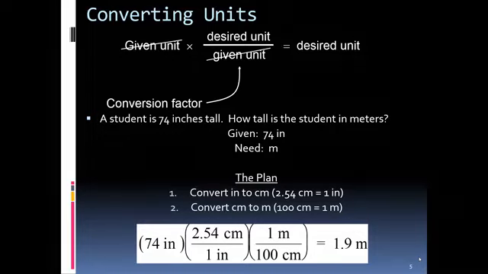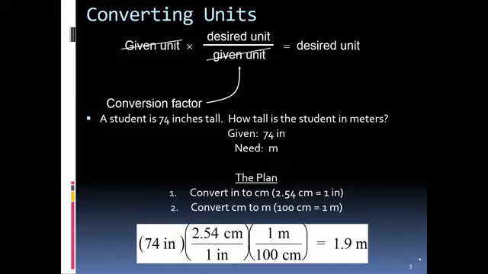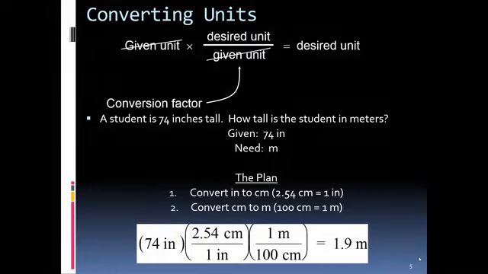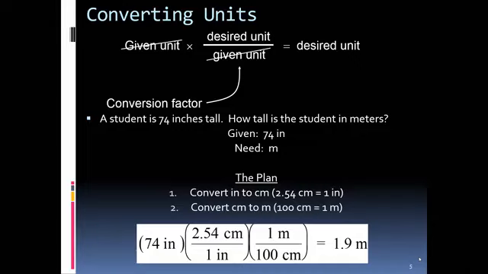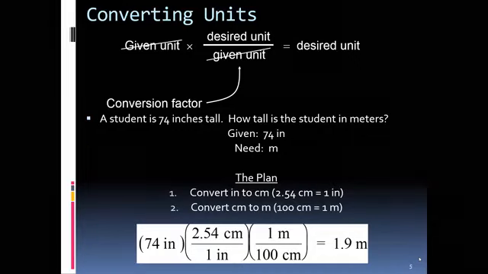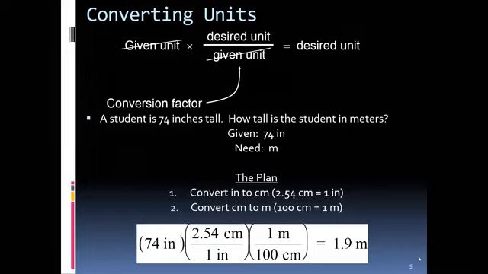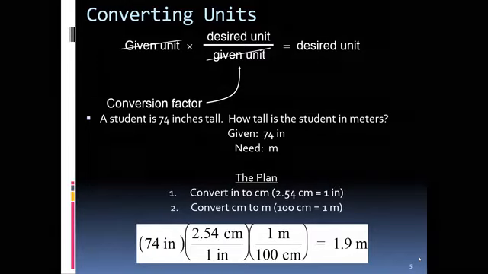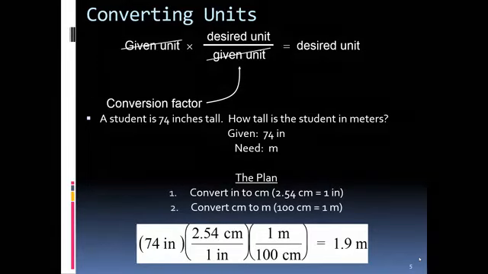It's also worth noting that both conversions, by definition, in this case, are exact. So we started with 74 inches, which has two significant figures. We did multiplication and division with two exact numbers. We end up with a number, 1.9 meters, that has two significant figures. Let's look at a little bit more complicated example.